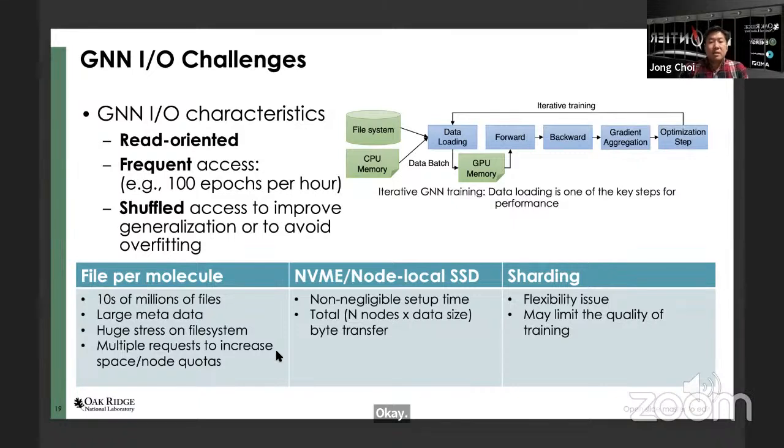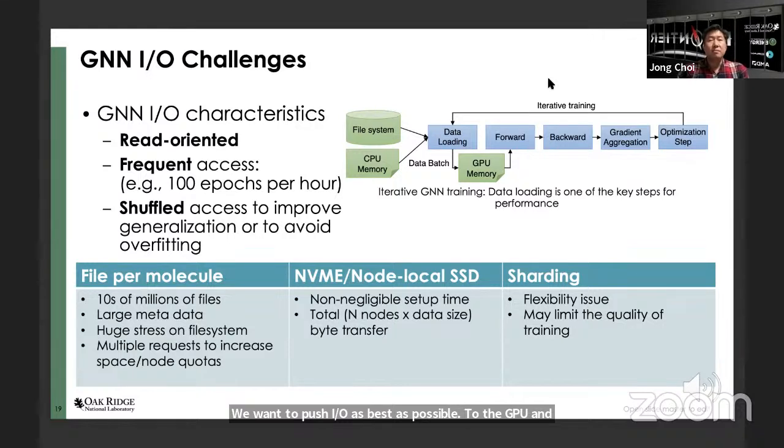Great. So in performing large-scale graph neural network training, we found IO is a very challenging task. And also the characteristic of IO in GNN training is very different from the conventional IO behavior, which is very read-oriented and requires frequent access. And also the global shuffling, that's sometimes a key aspect we want to provide. So from the IO perspective, we don't want to slow down the GNN training using the GPU.